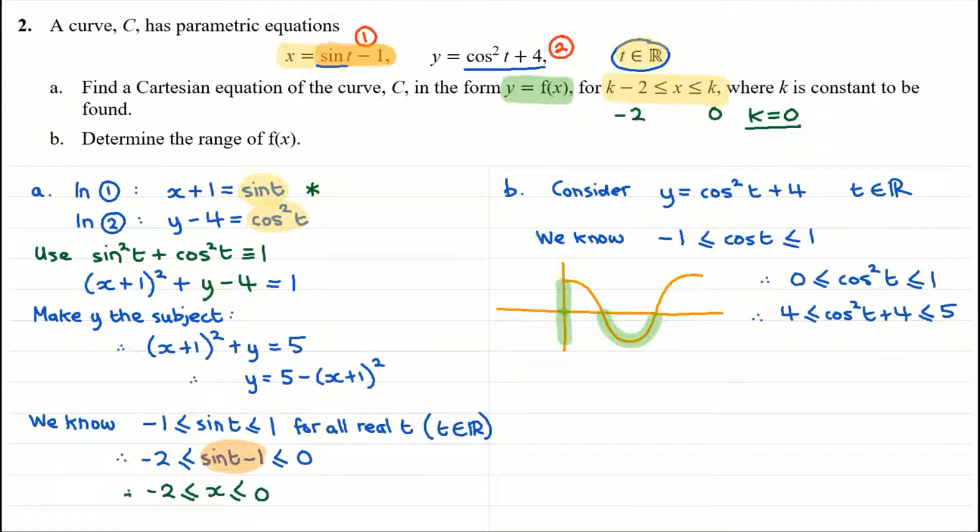And again, that wasn't arbitrary. I've done that for a reason, because cos squared t plus 4 is exactly the same as y. So I'll not put therefore this time. So 4, y, and 5. So the range of values are between 4 and 5 inclusive. Okay, so that's the range of f of x, y being f of x, of course.